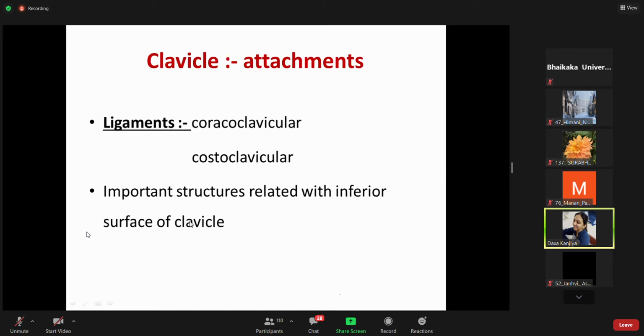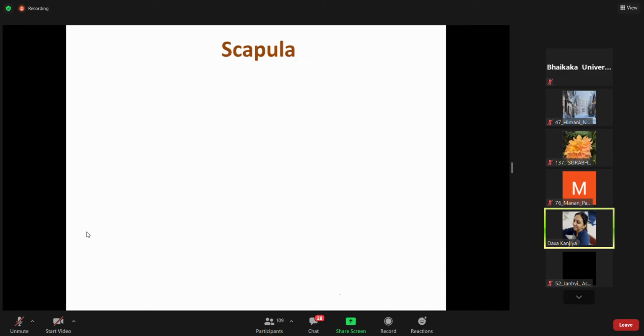Now the relations of the inferior surface of the clavicle with the important neurovascular structures include subclavian vessels, subclavian artery and vein, and the brachial plexus. So this was about the clavicle. And of course, you have to remember the peculiarity of the clavicle. Now the next one is the scapula. So what's important about the scapula?